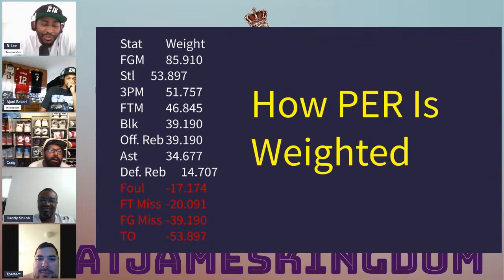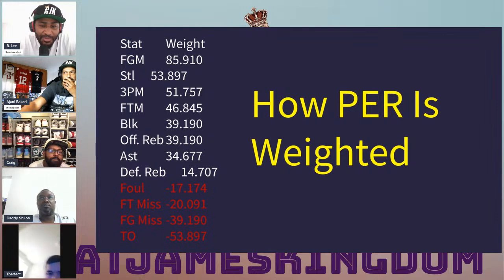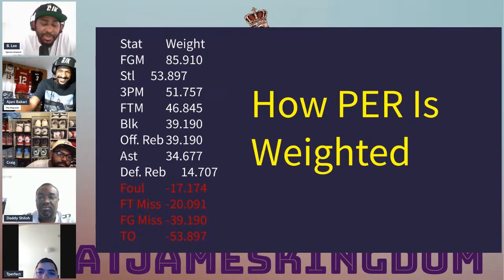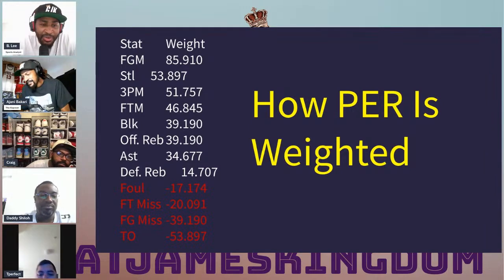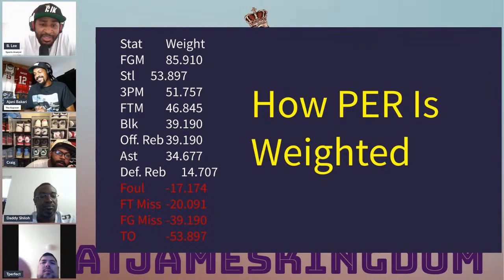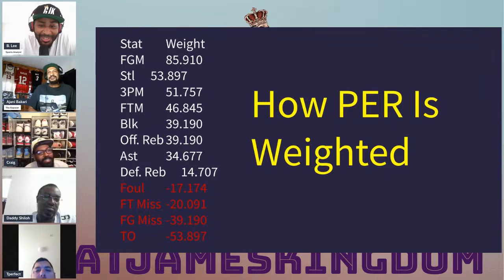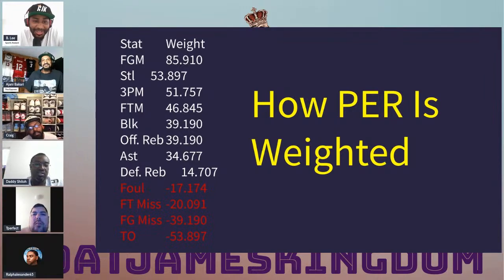All right. So how do you feel about the order of what is weighted by the PER? I know you said that the order you think should be weighted was different. So what do you think about how PER is actually weighted? I think it's pretty ridiculous. Where did you get these numbers from? Honestly, defensive rebounds shouldn't be weighted in there at all.